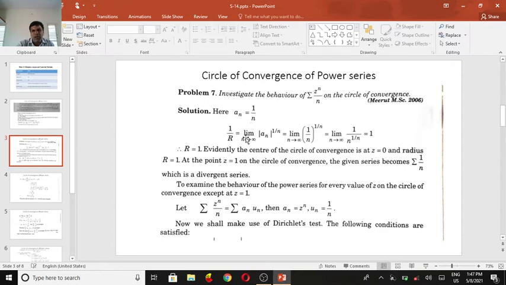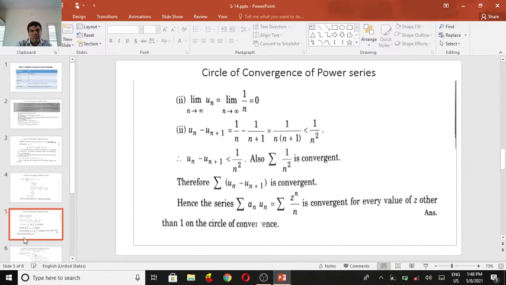Here 1 by r, if we apply the root test and the ratio test. If we are applying the root test, the limit as n tends to infinity of 1 by n whole power 1 by n, so the limit of 1 divided by n. So the series is convergent at z equal to 0. At z equal to 1 it is divergent, as we know the series summation 1 by n is divergent. So this is the behavior. If it is convergent at one point, it is certainly convergent at the other types.